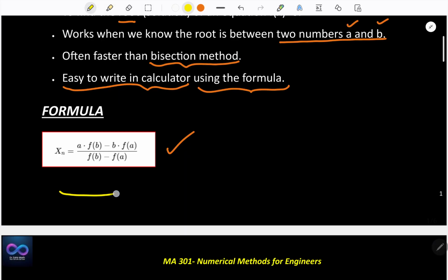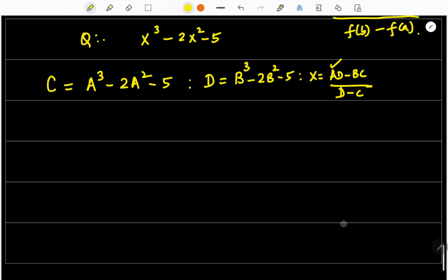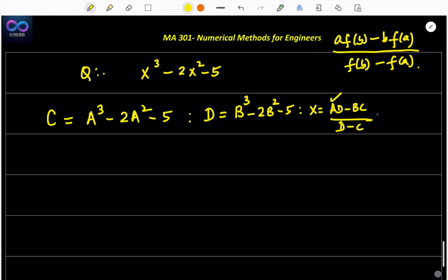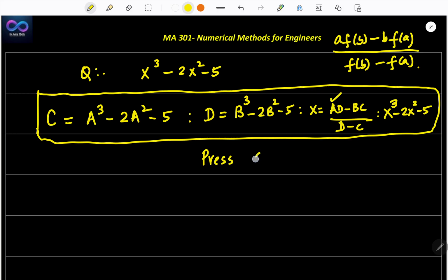The same formula I gave you at the beginning of the video. But if you use this formula in the calculator, it will not accept it. That is why I'm giving you a shorter version. Then again we use a colon, and the value is carried out from the xn. So you write the equation x cube minus 2x square minus 5. The whole thing is in the calculator. Then press the button CALC.